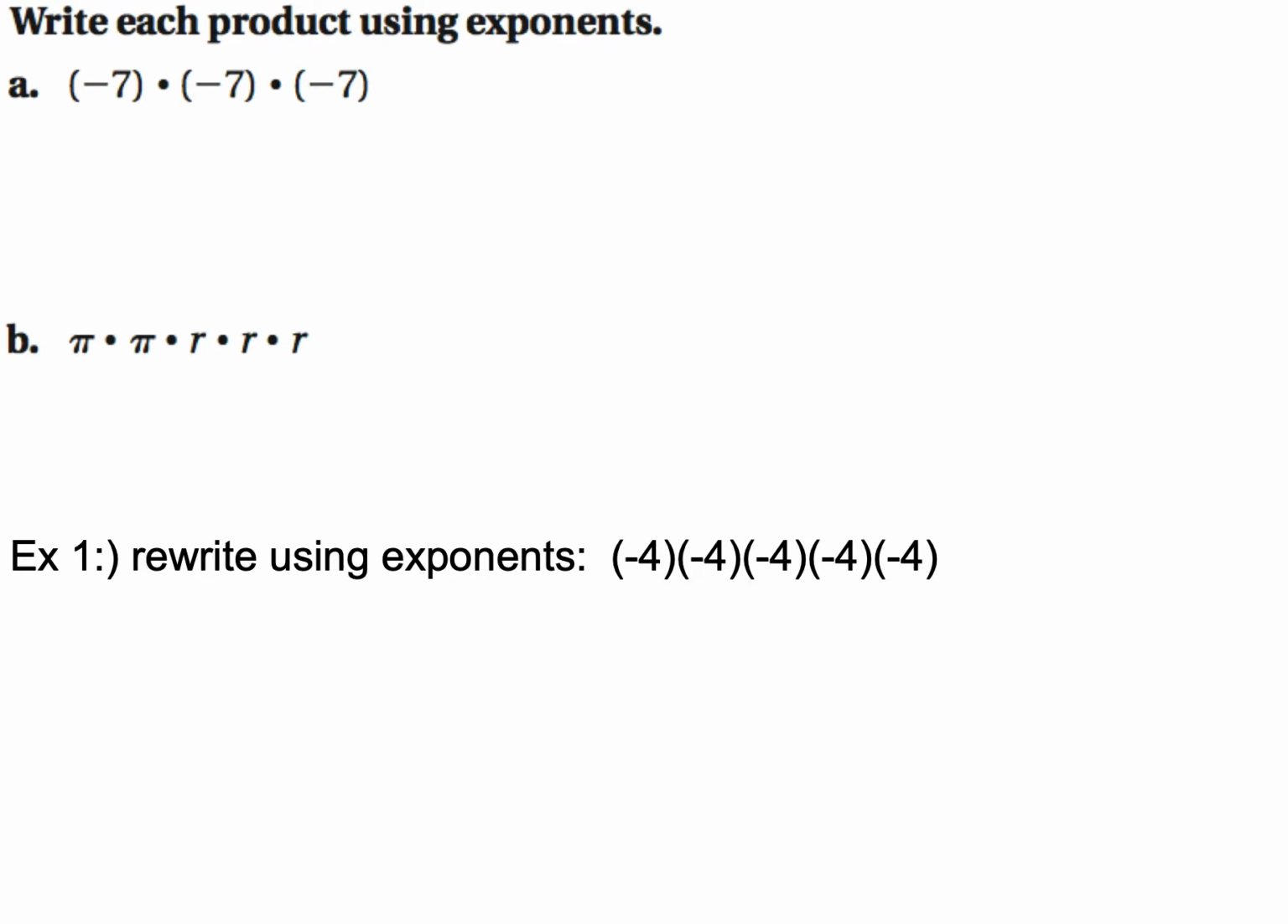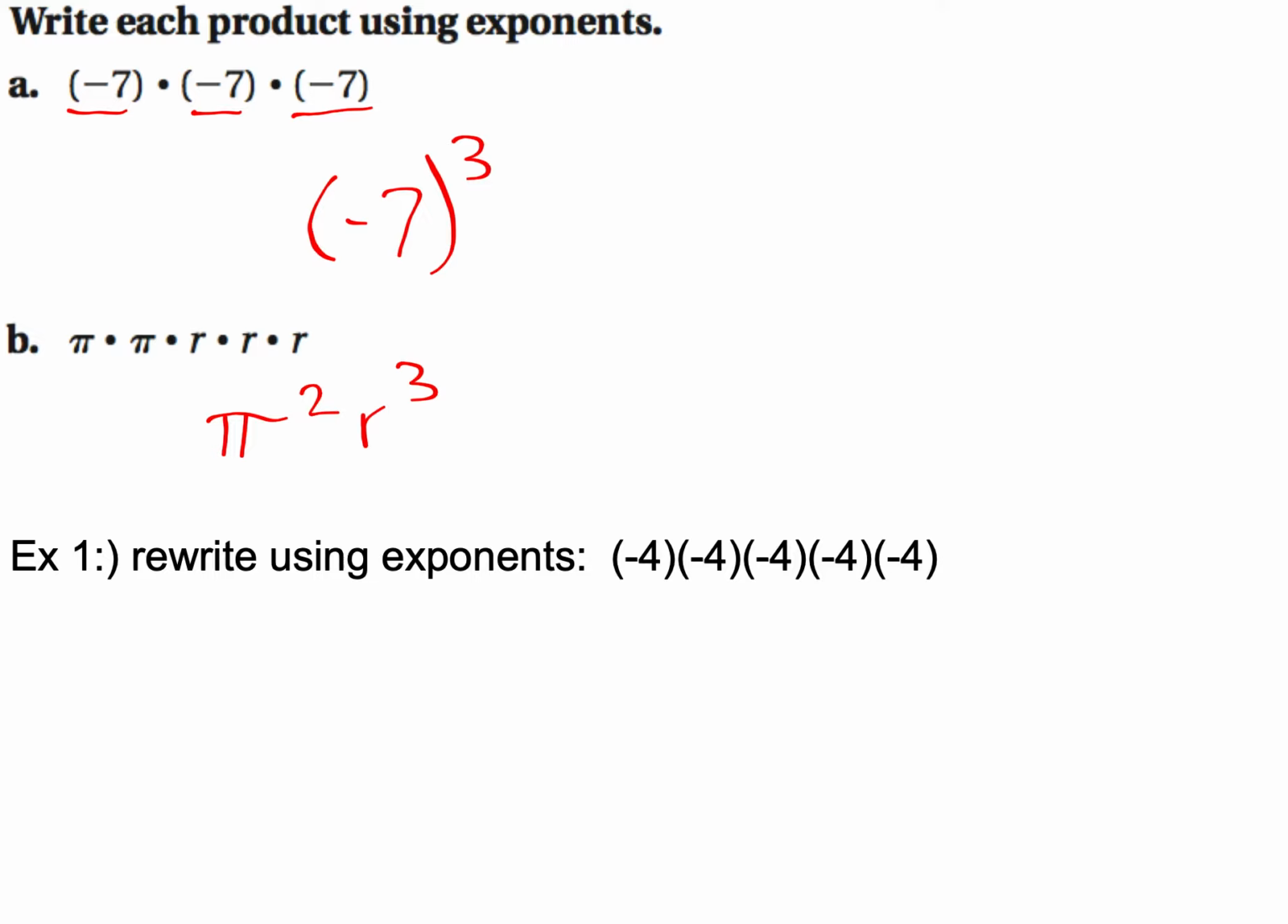Okay, let's look at rewriting products using exponents. This is just the definition of exponents. -7 is used as a base 3 times. So this is -7 to the third. Example B. Pi is used twice, so it's pi squared. R is used 3 times, so the exponent's 3. So this is pi squared r to the third.